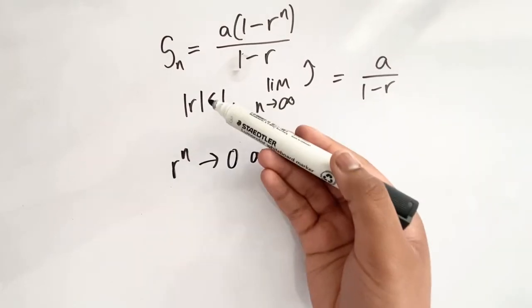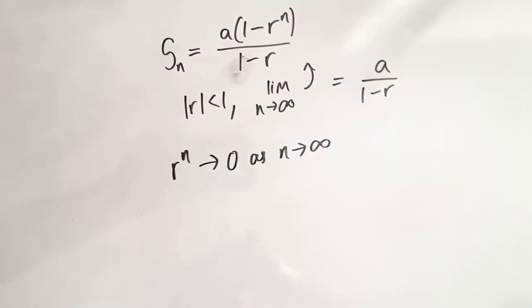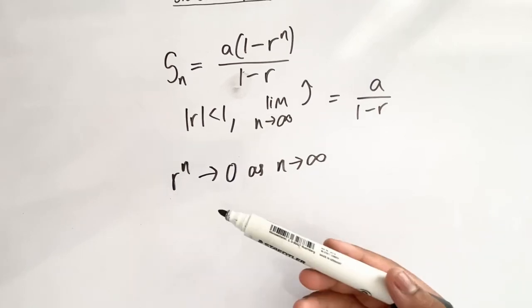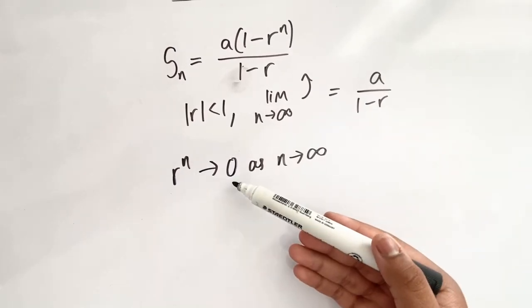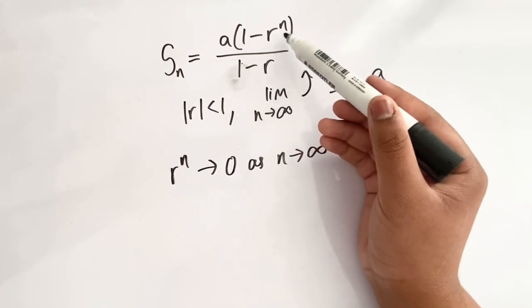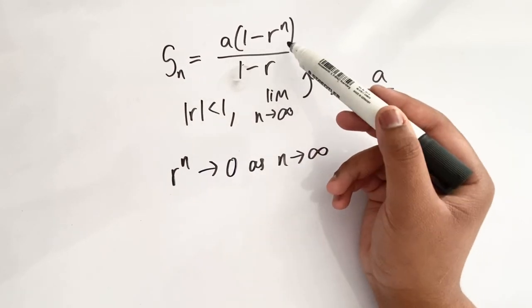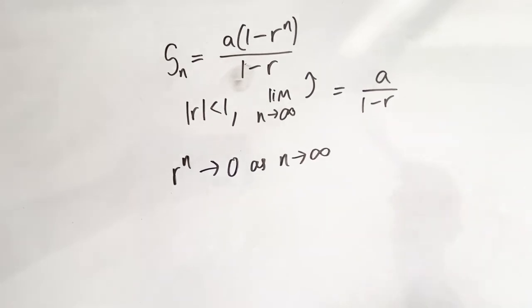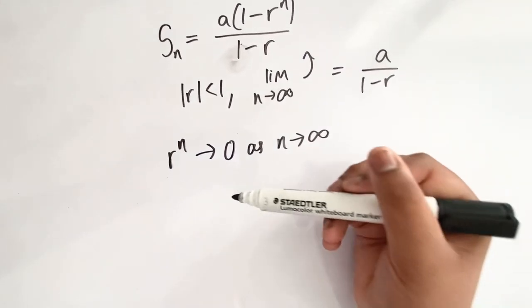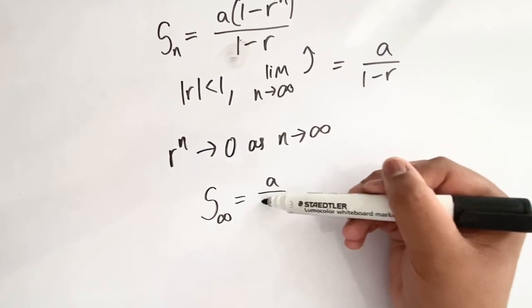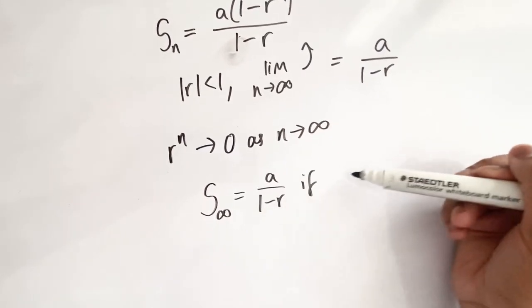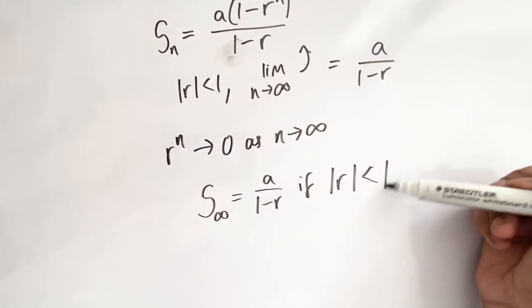If you have a number that's less than 1, for example 0.5, if you keep multiplying by 0.5, then eventually it will get smaller and smaller and smaller, and so you get to 0. And so 1 minus r to the n is the same thing as 1 minus 0, which is just 1. So it's just a over 1 minus r. So the sum to infinity is a over 1 minus r if the modulus of r is less than 1.